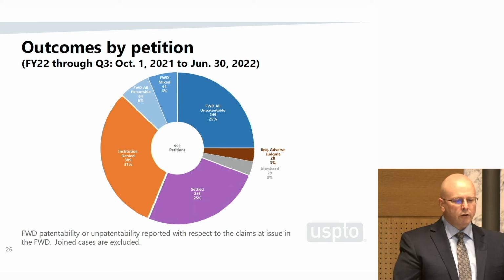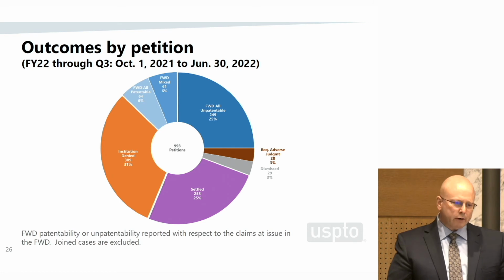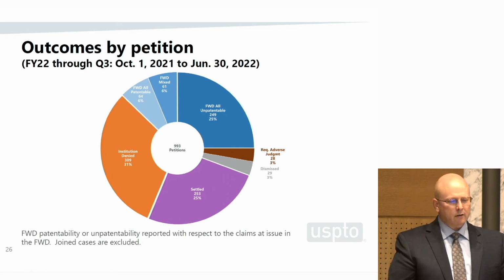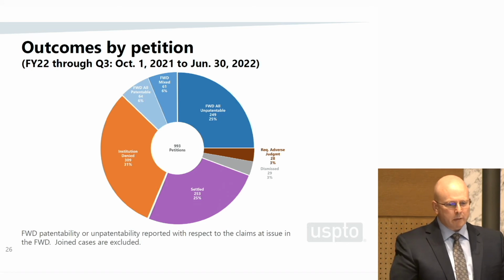Only about 1/3 of the petitions ever filed go all the way to a final written decision. And then those three blue slices show you the proportion of the three outcomes. So 25% had all of the challenged claims found unpatentable, 6% had a mixed outcome, and 6% had all of the challenged claims being found patentable.